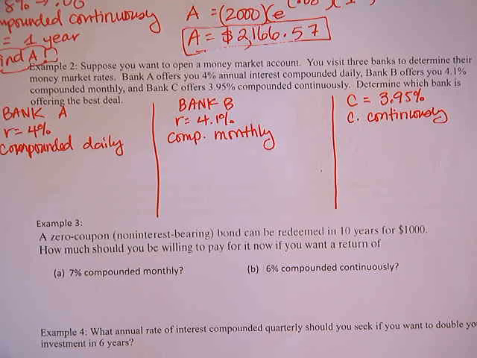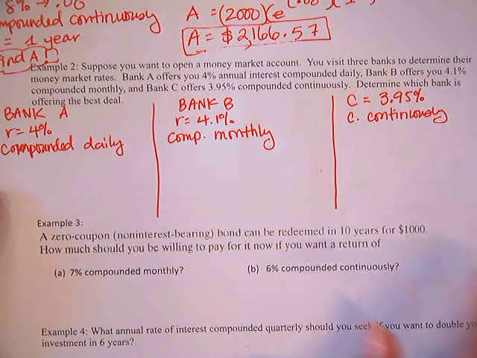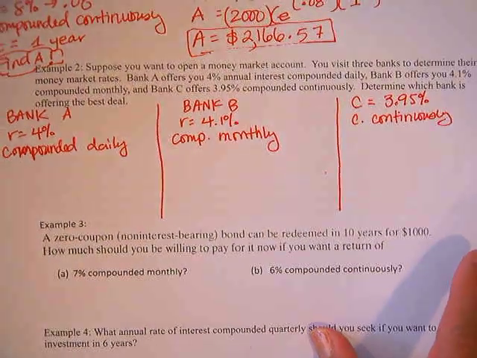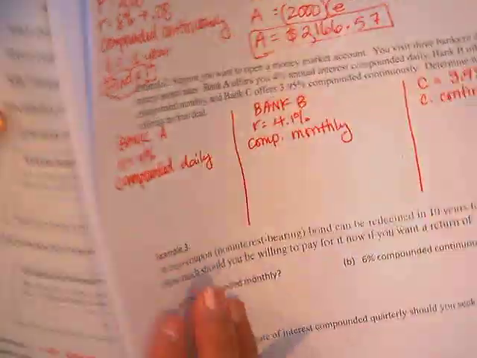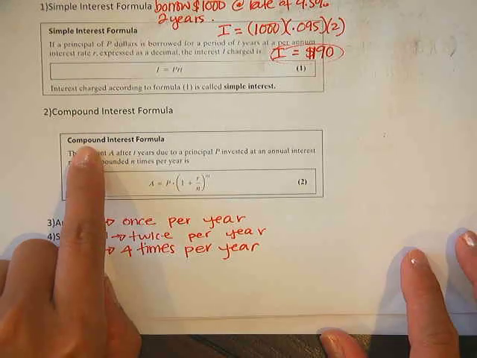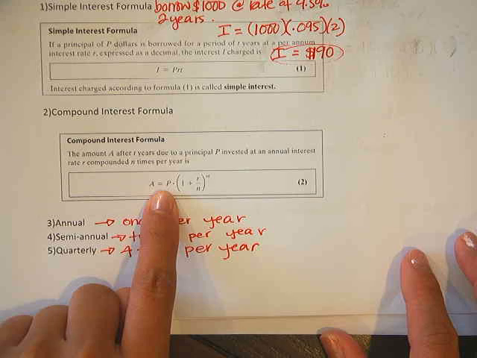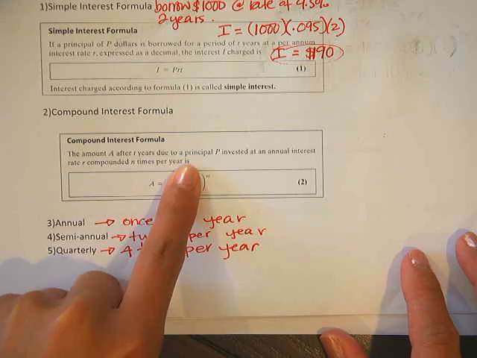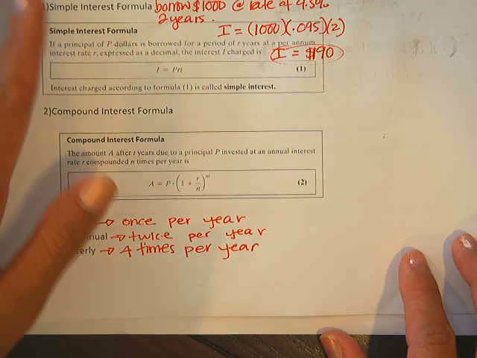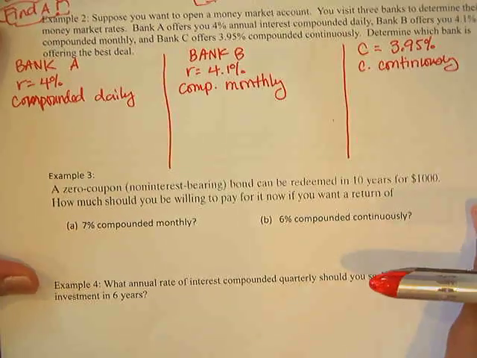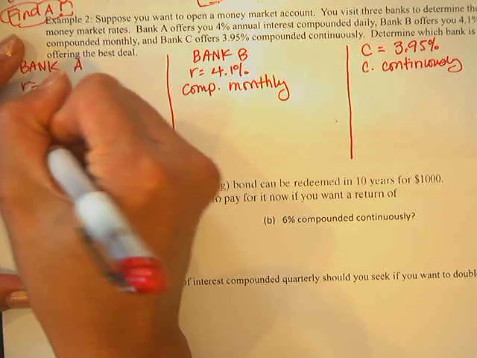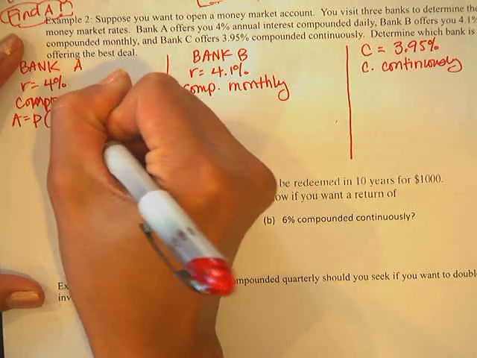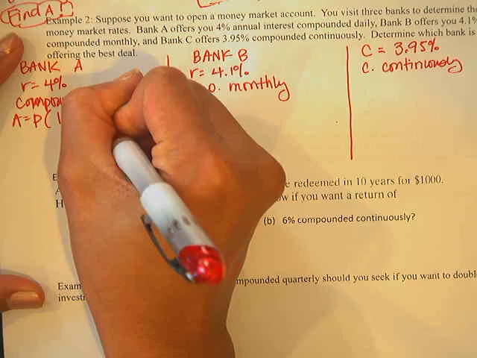This one's compounded daily, so I'm going to use the formula that we have not used on example 1. Let's flip back here. We're going to use the compound interest formula: A equals P times a quantity of 1 plus r over n, to the power of nt. Because it says daily. So let's write the formula down. A equals P times (1 plus r over n) to the power nt.